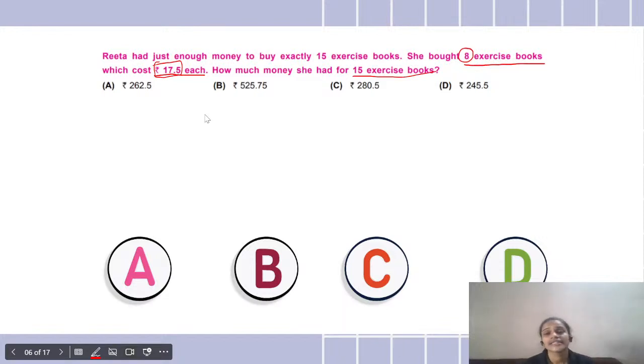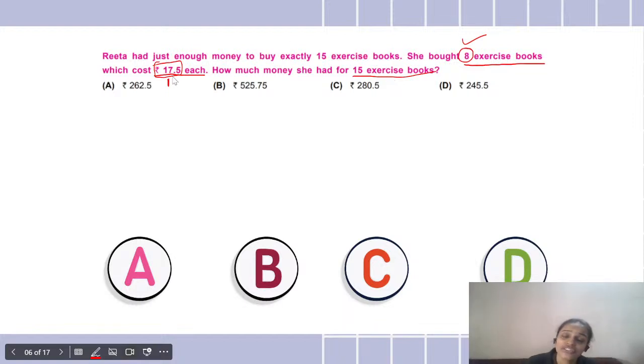तो चलो, let's see. अब उन्होंने क्या बोला है कि उसके पास exactly 15 exercise books जितने पैसे थे. She had exactly that much money that she could buy 15 exercise books. But she bought how many? She bought 8 exercise books. But the cost of one exercise book was how much? 17.5 rupees. और हमको क्या ढूंढना है? We have to find out how much money she had for 15 exercise books.